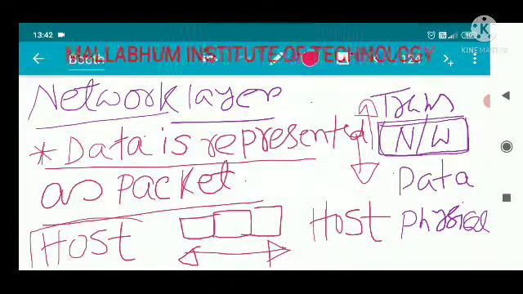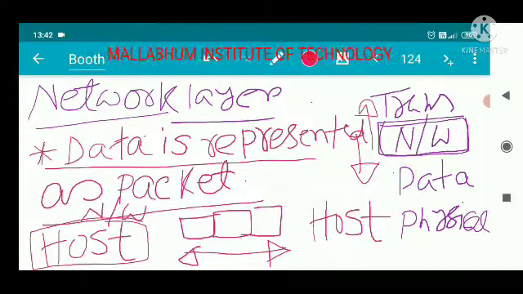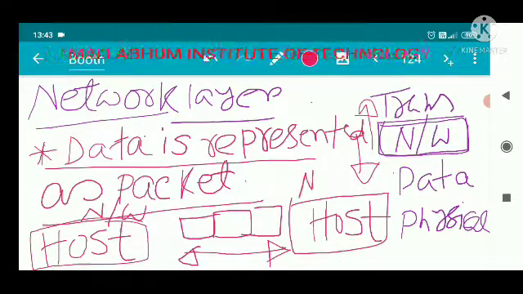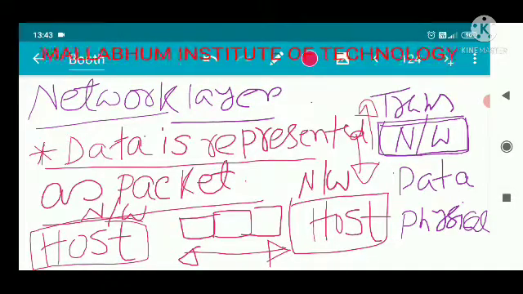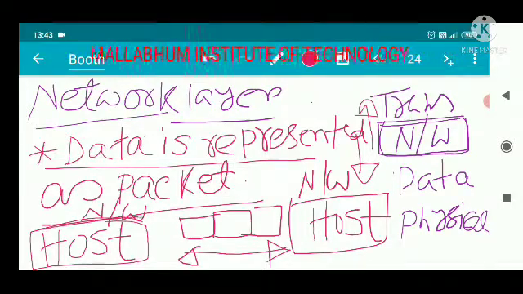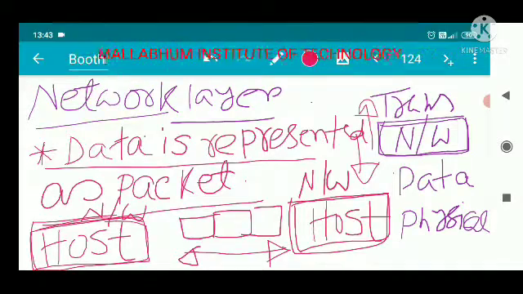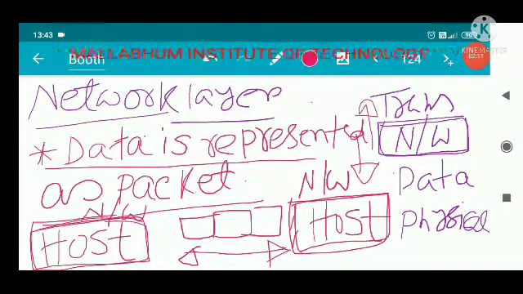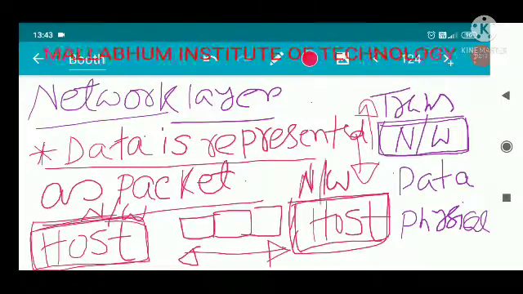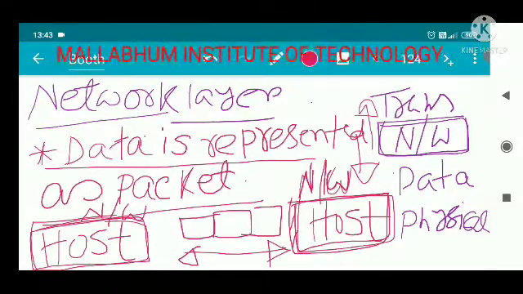This is from the sender side, from one network. This host may be situated in one network and the other host may be situated in another network. So the network layer is responsible for delivering the message from one host to another host. That's why it is called host to host delivery. So how is this possible?